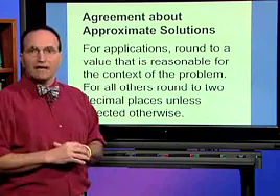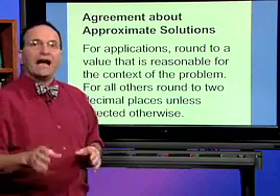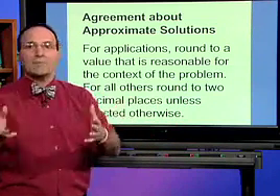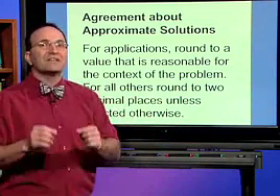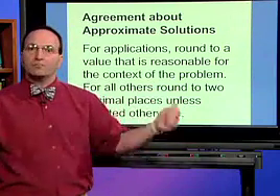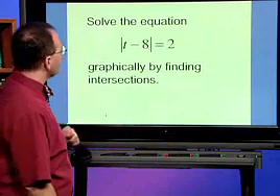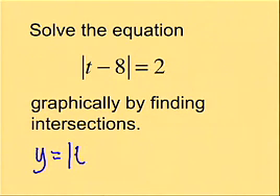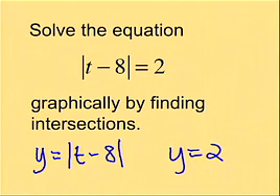Now, sometimes we can rewrite an equation and solve it graphically by finding the points of intersection of 2 different graphs. For example, a point (a, b) is the point of intersection of 2 graphs if that point (a, b) lies on both graphs. So let's do an example. Solve the equation, the absolute value of t minus 8 is equal to 2, graphically by finding the intersection of the 2 curves. The 2 curves are y equals the absolute value of t minus 8. The second curve is y equals 2.